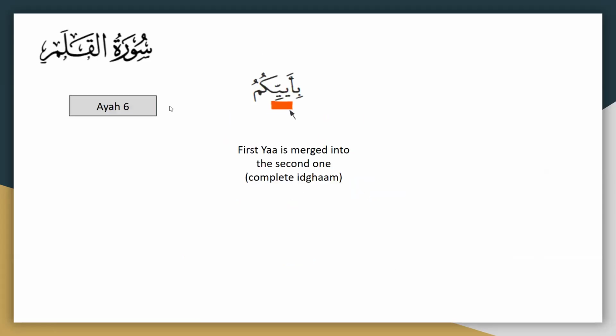Here, Surah Al-Qalam, ayah number 6, we have the first ya merged into the second one. It's a complete idgham. So, bi'ayyikumu, bi'ayyi. So this ya is merged into the second ya. So, this is called idgham saghir mutamathil. And it's kamil because it's fully merged.